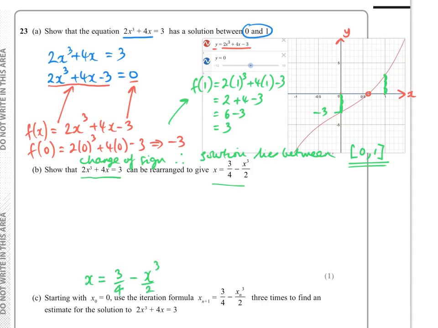And the examiner would never know. So if we times both sides by 4 here, we'd have 4x equals 3 minus 2x cubed, because the 4 here divided by the 2 would give 2. And then I can get the x cubed term onto the left hand side by adding 2x cubed, so I'd have 2x cubed plus 4x, and then I've got my 3 waiting for me here.